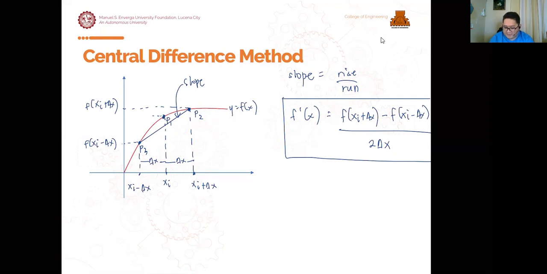So in some cases, in some books, the delta x is represented by h, no? But it has only one meaning, no? It's always the step size. Okay? There are other methods of deriving these formulas, especially using Taylor series, no? But I opted not to discuss the Taylor series because you might get more confused.